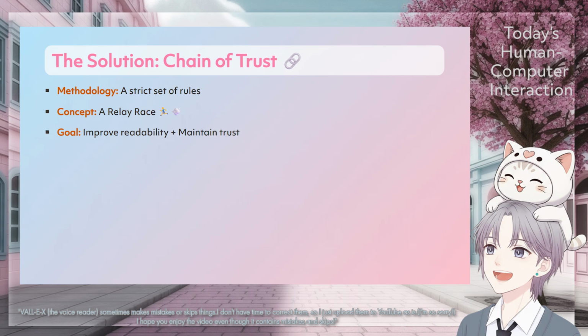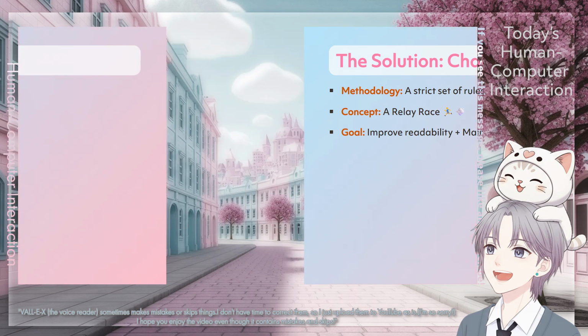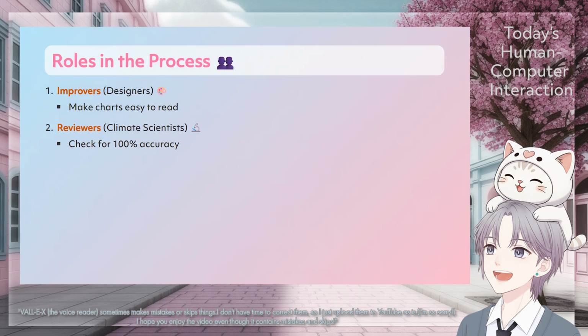It is like a relay race where everyone has a specific job. First, you have the improvers. These are the designers who want to make the chart easier to read. Then you have the reviewers. These are the climate scientists who check the work. They make sure the science is still 100% accurate.